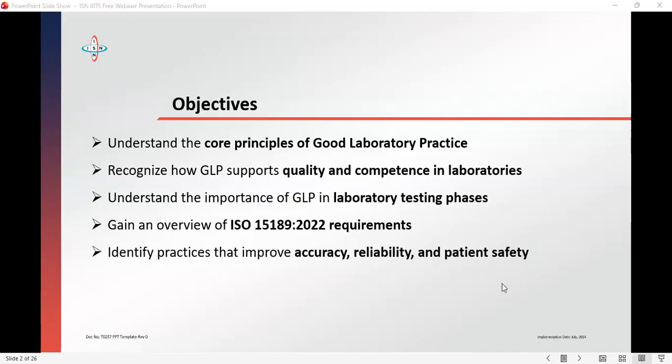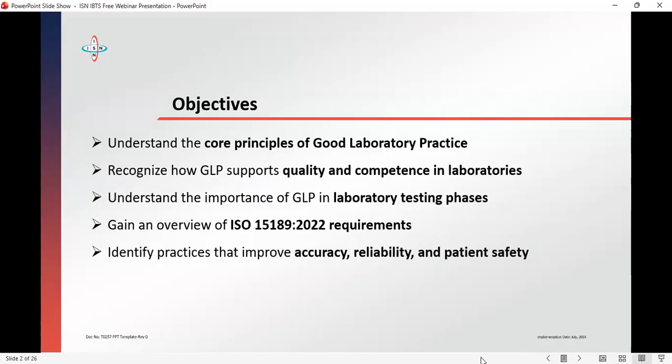And also, by the end of this webinar, we want to make sure that you gain an overview, like an introduction, to the ISO 15189:2022 requirements. So we'll be introducing the ISO 15189:2022 requirements as we go ahead with this training.